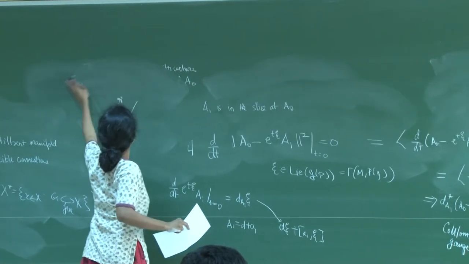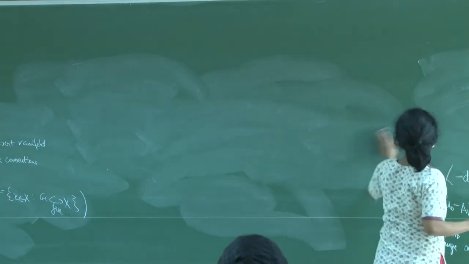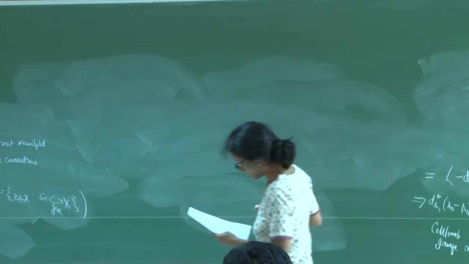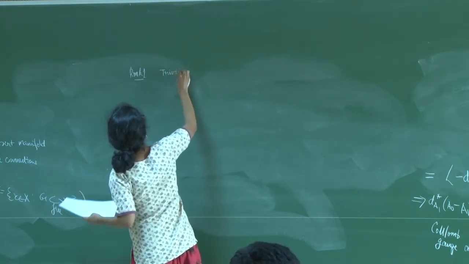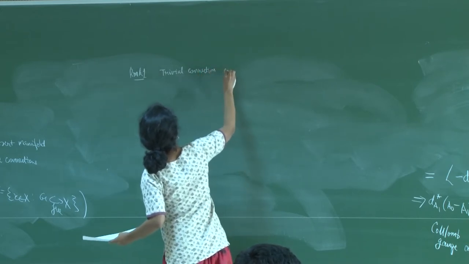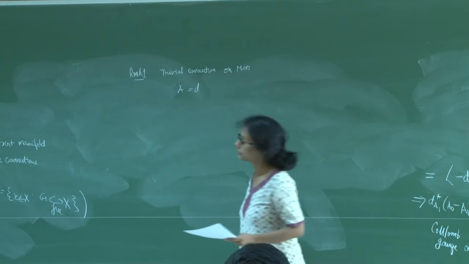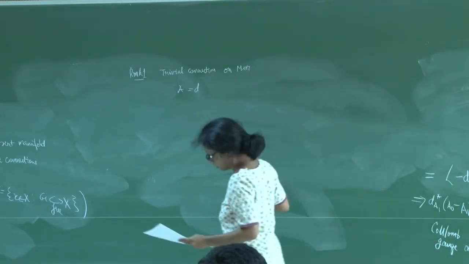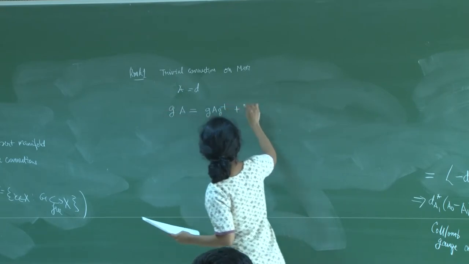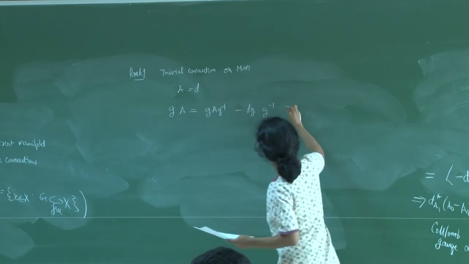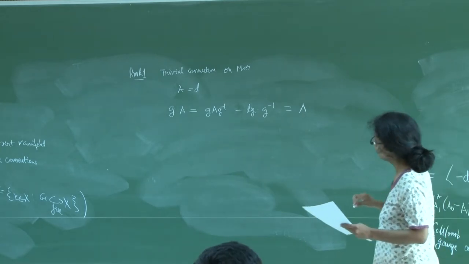Okay, so let's talk about stabilizers. Let's just take a very simple case of a trivial connection on a trivial bundle. So what are the stabilizers of this connection? Let's write down this expression. So when can this possibly be equal to A?